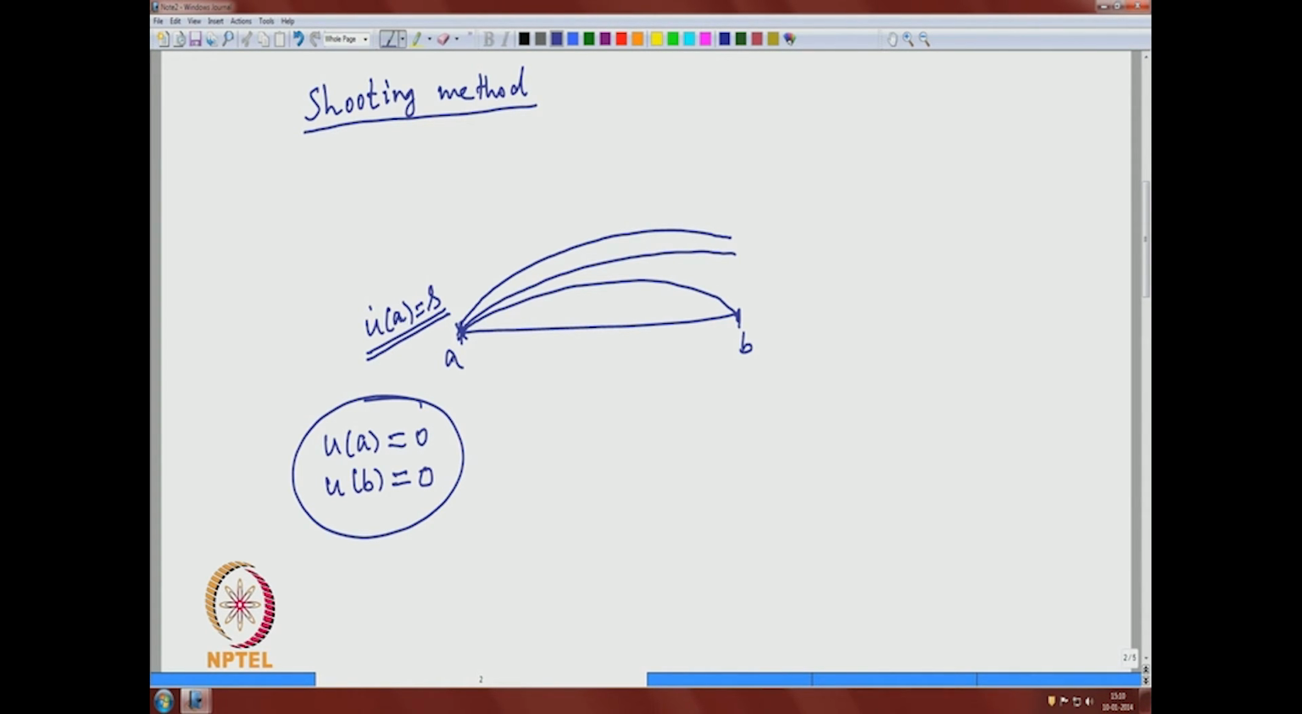So, that is why it is called the shooting method. Okay. So, again let me go back to the analytical description.